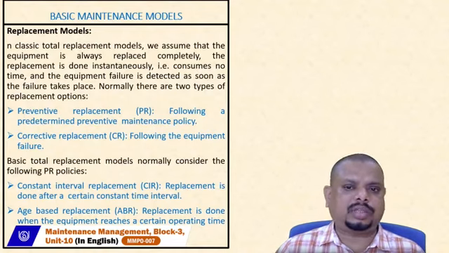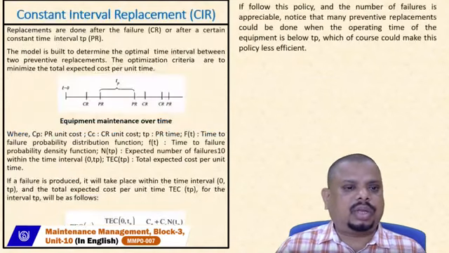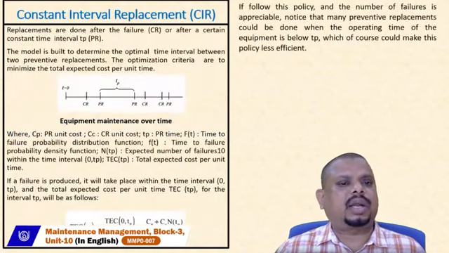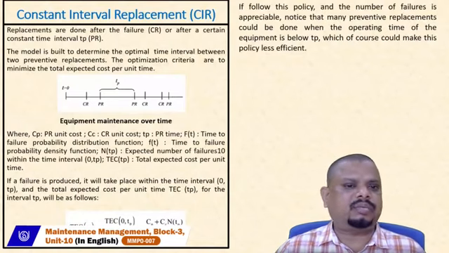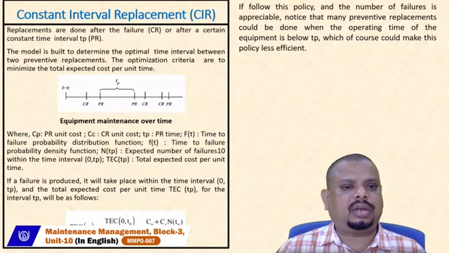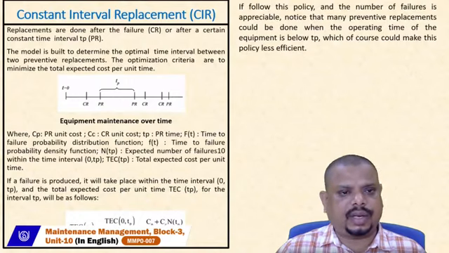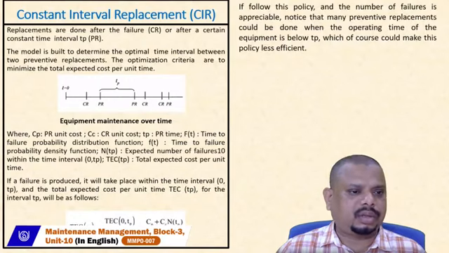So these policies are basically known as constant interval replacements, used to avoid a large number of equipment failures. Moving to the next one: how is this constant interval replacement implemented? The lifespan is given in the form of mathematical formulas. Here the replacements are done after the failure, which is known as the failure rate, or after a certain constant time interval, that is TP.